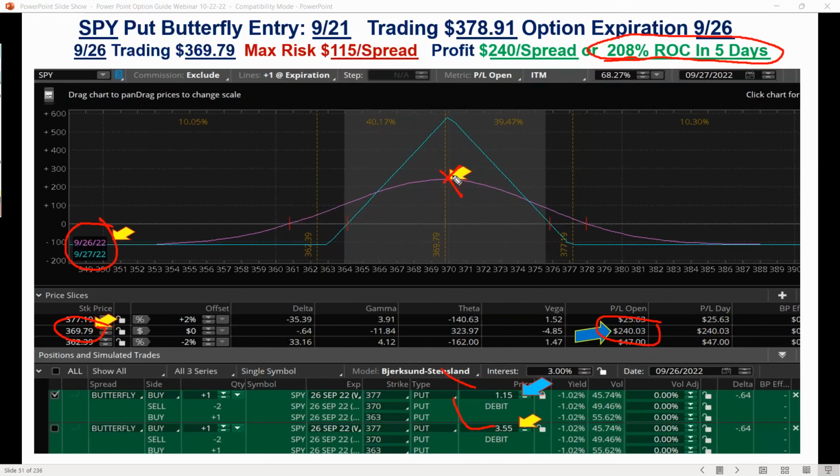Now, this was expiration on the 26th, and it was trading right there earlier in the day. At the end of the day, if you'd held it, it was right here, and this thing was going to be up to the max profit, because all that black area is the component of time and volatility that's still left in the spread.